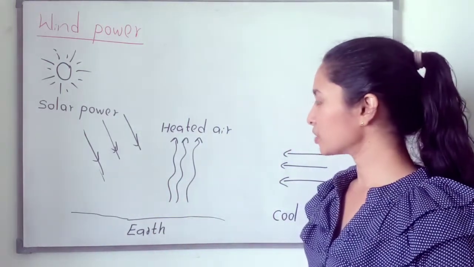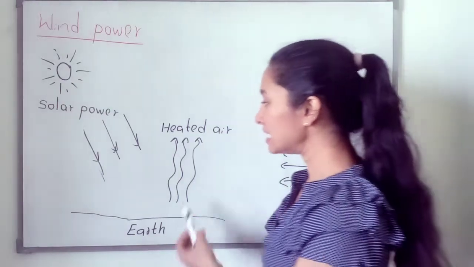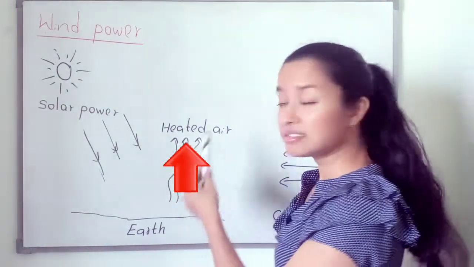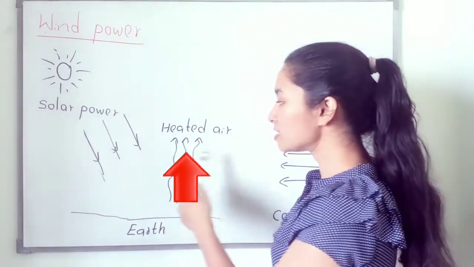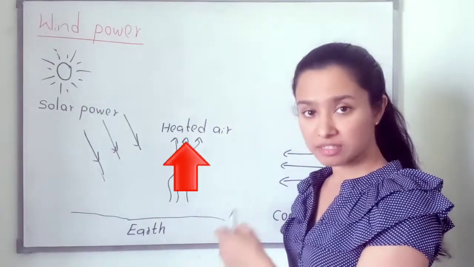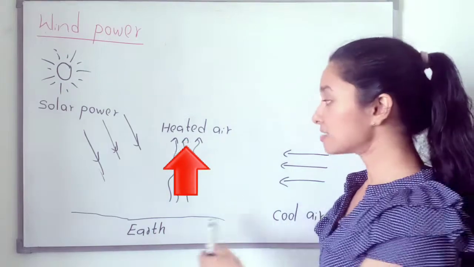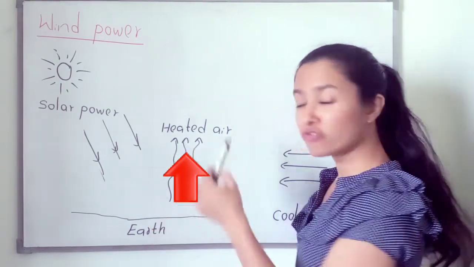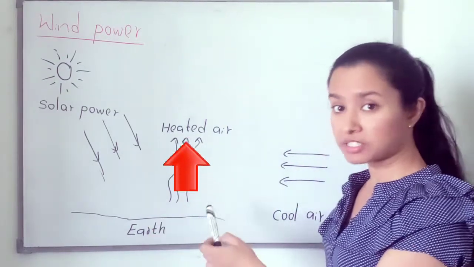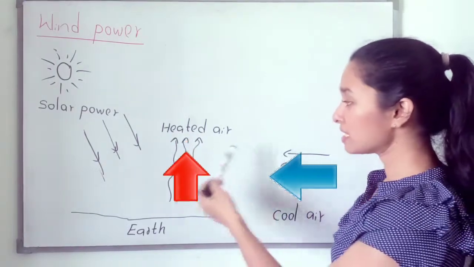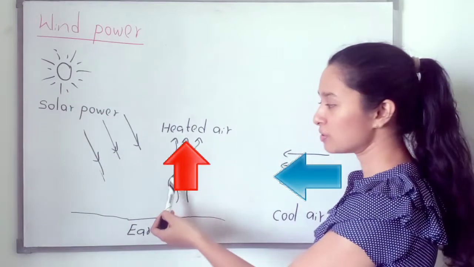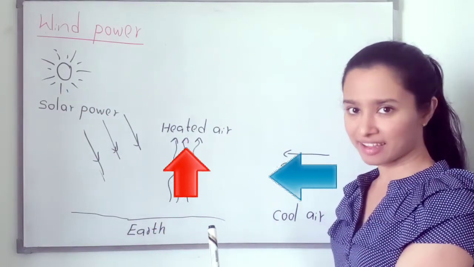And here you can see the heated air rises up. So there is a space, a low pressure area. A low pressure area is created here. To fill up this low pressure area, cool air comes from the high pressure areas to this low pressure area.